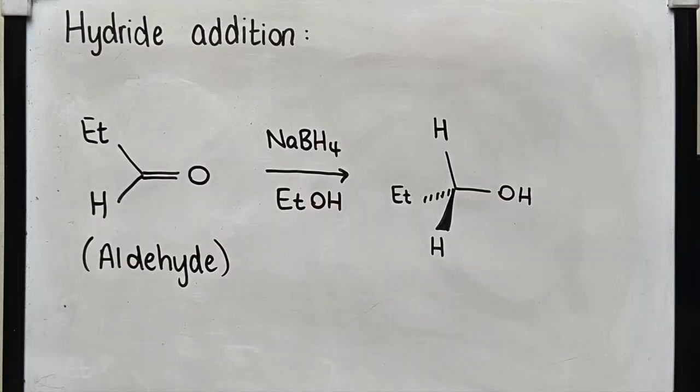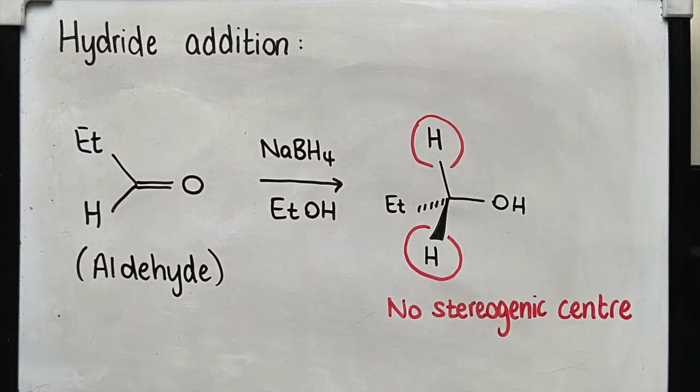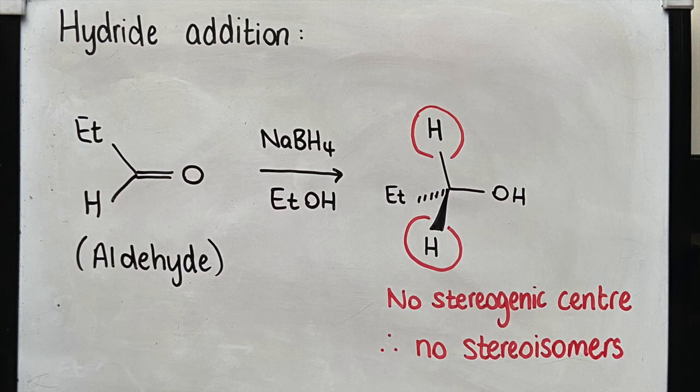Why would we not get enantiomer products for addition of hydride to an aldehyde? The primary alcohol has two hydrogen atoms, so there is no stereogenic center in this case, and therefore no stereoisomers. So that's how we add a hydride to a carbonyl.